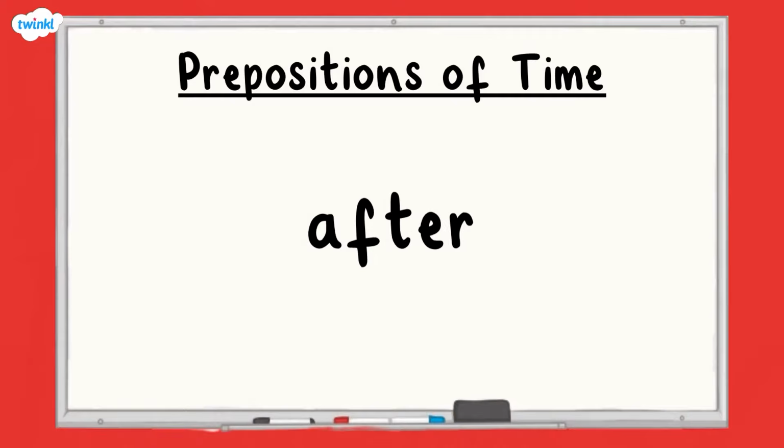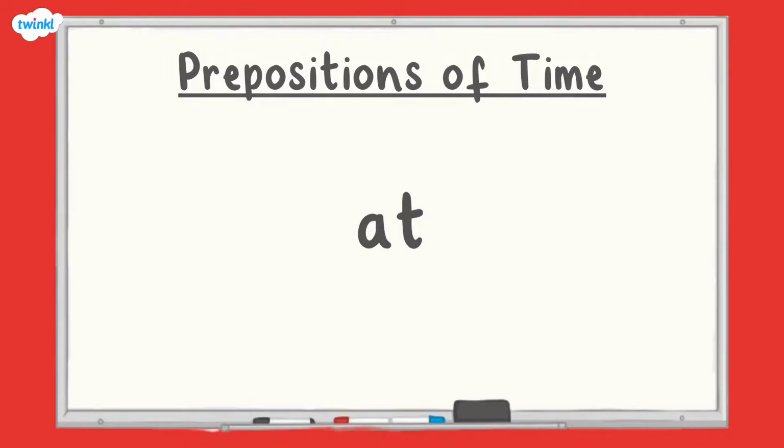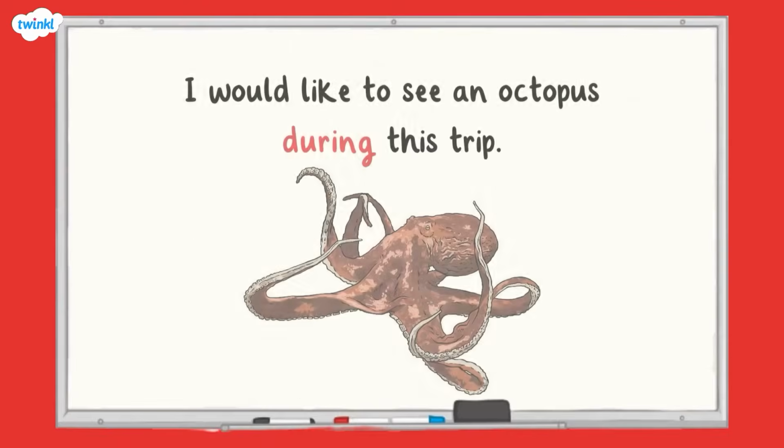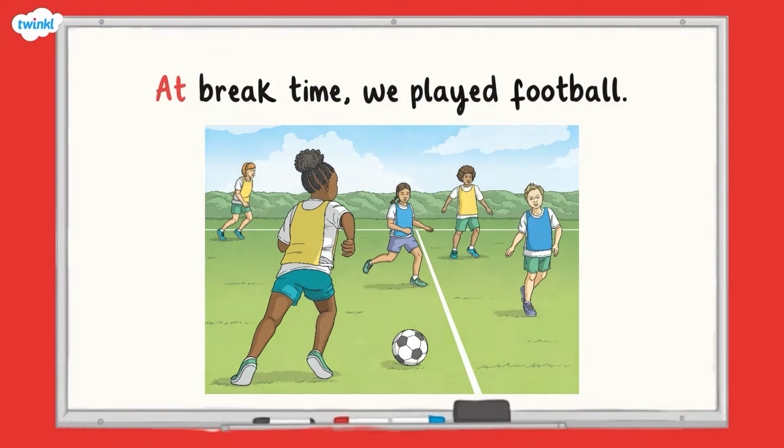Before, after, during, in, on, and at are all examples of prepositions of time. They can help to explain when something in the sentence is happening. I would like to see an octopus during this trip. At break time, we played football.